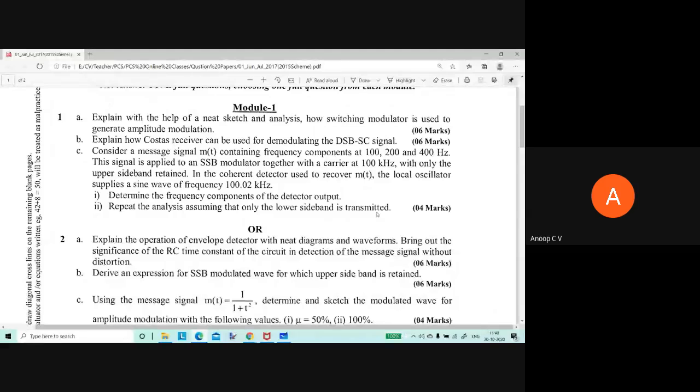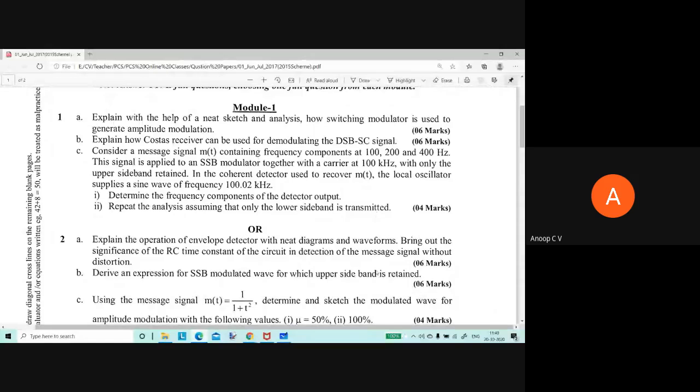So the next question was: explain how Costas receiver can be used for demodulating a DSBSC signal. This again we have discussed in detail. Costas receiver is a practical coherent detector. I'm just giving you some hints so that you can recall.